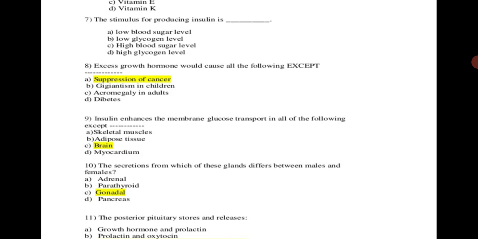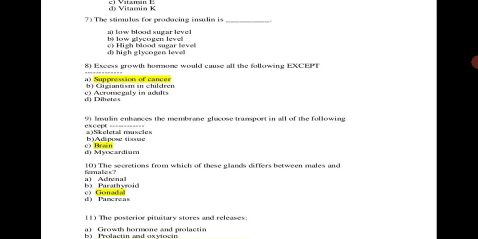Then question number 10: secretion from which gland differs between males and females. The answer is the gonads. The gonads are the primary reproductive organs: in a male, the testes, and in a female, the ovary. These organs are responsible for producing sperm and ova respectively.